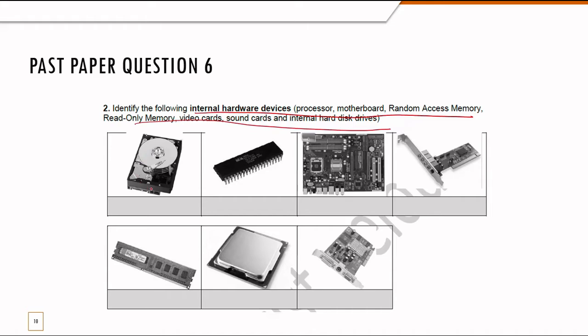The first one we know is an internal hard disk drive. This paper was there in your PowerPoints as well. This is an internal HDD. The next question is asking, what is this one? Let's get back to this, let's do the ones we are completely sure of.